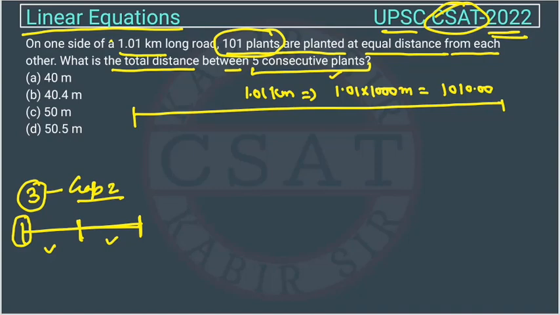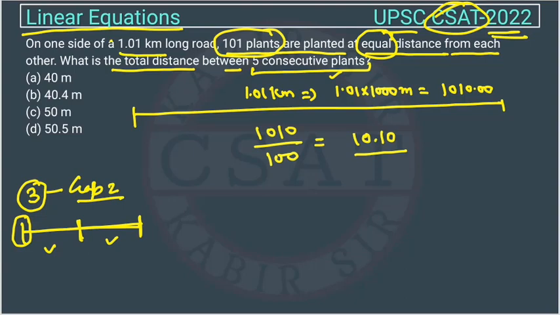So similarly here we have to plant 101 trees, right? So the gap will be 100, so we will divide the total distance 1010 by 100, right? Because we have to plant them at equal distance. So the distance will be 10.10, right? So this will be the distance between any 2 consecutive trees.